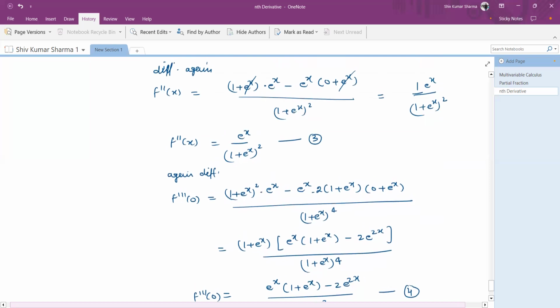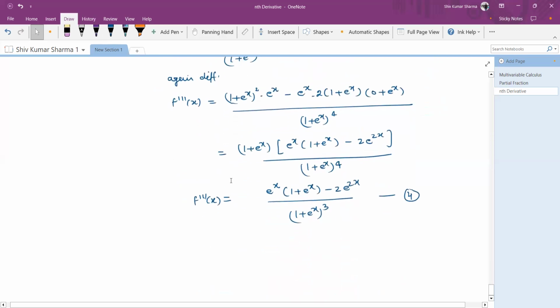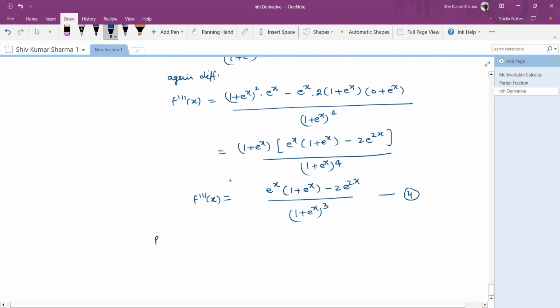Okay, so here we write the x. So we write this as x and also write the x. Okay, so now we put x is equal to 0 in 1, 2, 3, and 4.